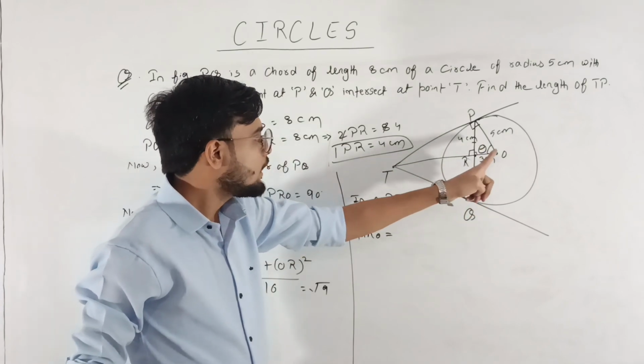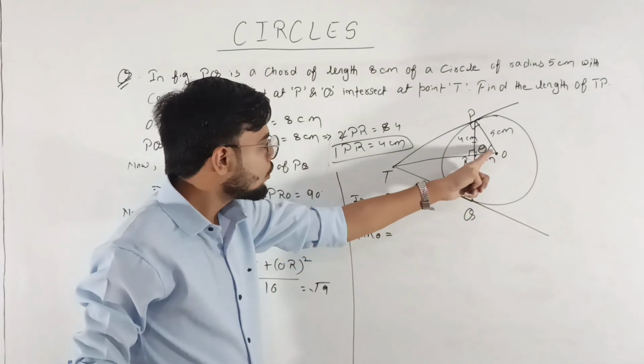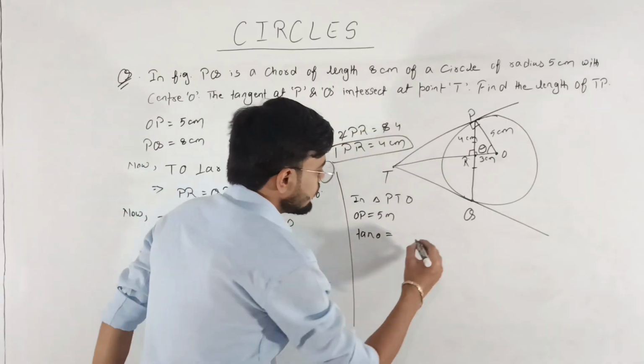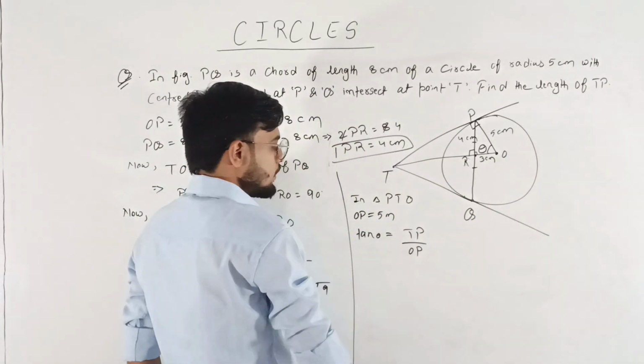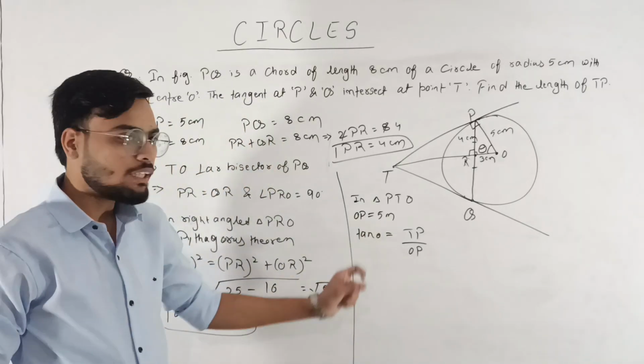Now look, we assume tan theta. Tan theta is P by B. So for this, perpendicular is this one, TP. So TP upon base is what? OP. Okay. Now what is tan theta? How do we find tan theta?